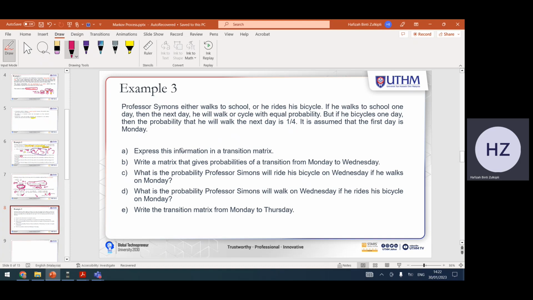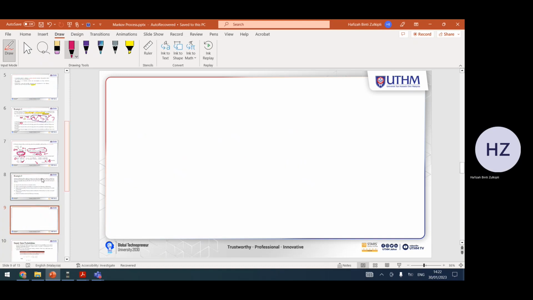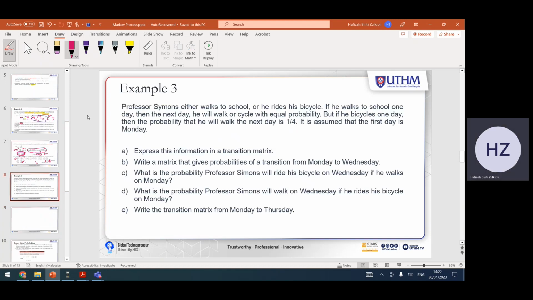So let's try to do this. Professor Simon either walks to school or he rides his bicycle. So we have two states, whether he walks or he rides.